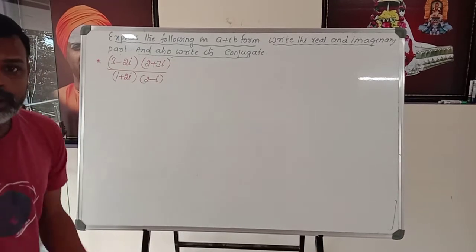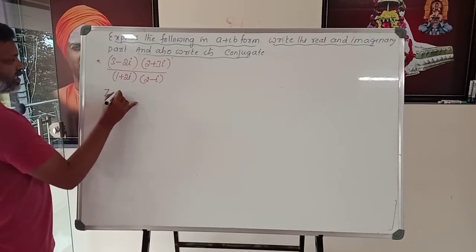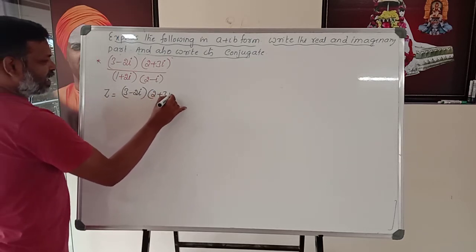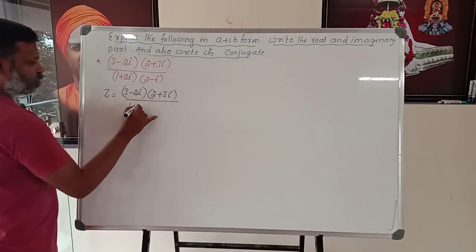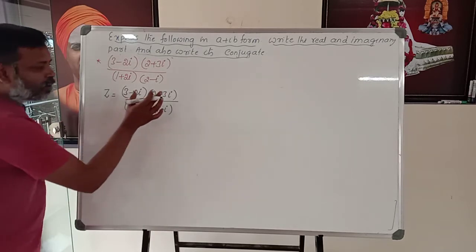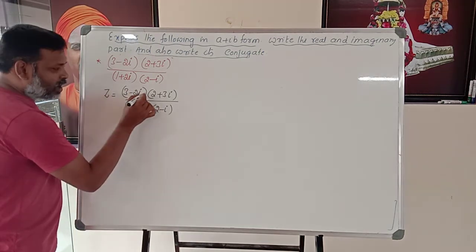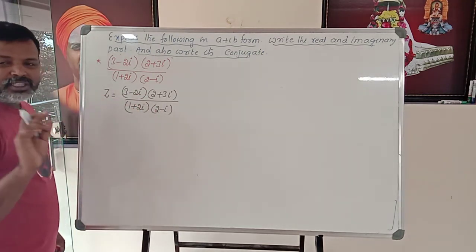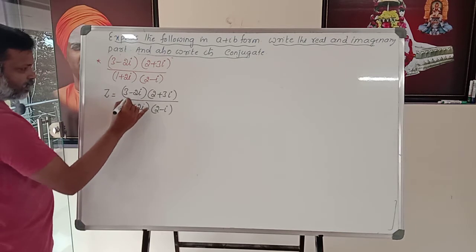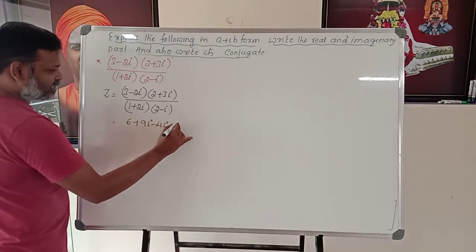Now this is the very important segment, children, understand it. Let this be taken as z. Z is equal to (3 minus 2i) into (2 plus 3i) whole divided by (1 plus 2i) into (2 minus i). Take this idea: when there is a single complex number in the numerator and in the denominator, we multiply and divide by the conjugate. But here the numerator and denominator are both products of two complex numbers, so first multiply the numerator and multiply the denominator. What happens here? 3 twos are 6, plus 9i, minus 4i, minus 6i square.